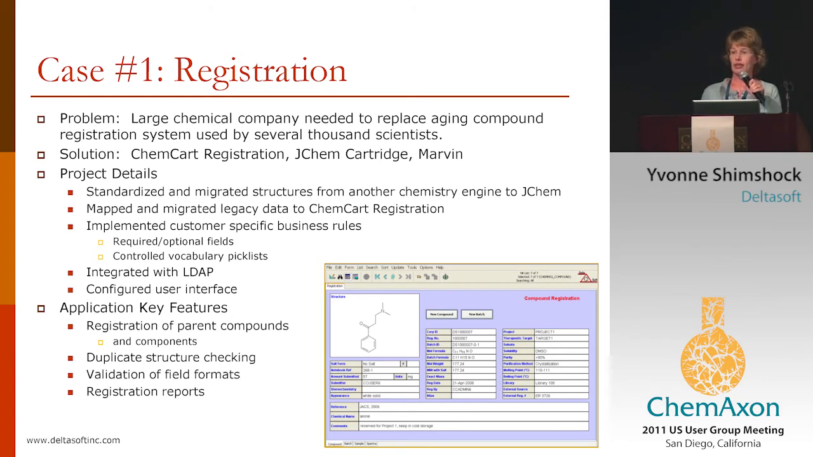Registration of compounds and their components are supported by the system. Duplicate field checking and validation of various field formats are implemented, and also a variety of registration reports have been created. For the implementation details, the structures were standardized and migrated from another chemistry engine to the JChem cartridge. We also mapped and migrated the legacy data to the registration system.